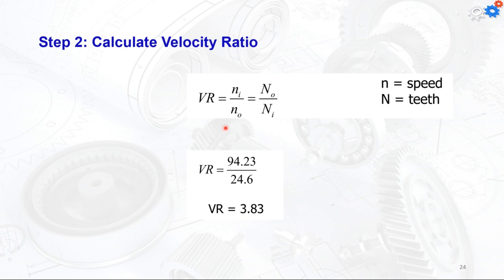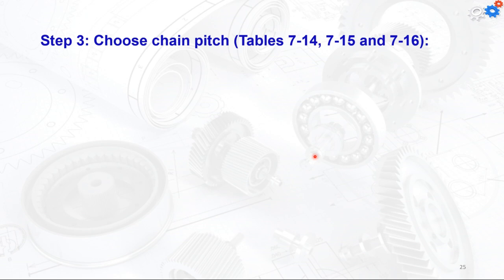Remember that, as with gears and belts, the input RPM multiplied by the number of teeth for the input is equal to the RPM value for the output multiplied by the number of teeth for the output. So later, we can find out the number of teeth for the output sprocket by having this ratio. Now we need to choose the chain pitch value, and this can be done by using any of the tables 17-14 to 17-16, the ones we talked about, the type 40, the type 60, and the type 80.